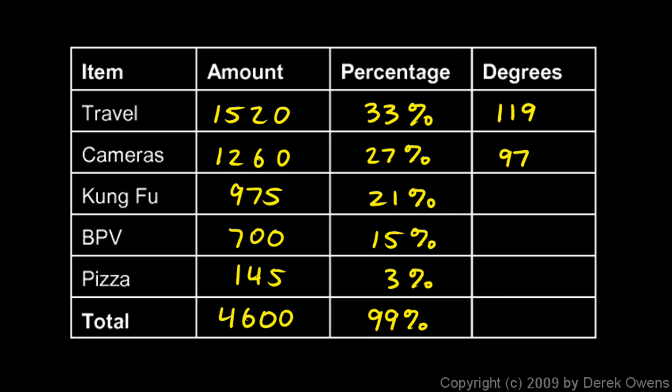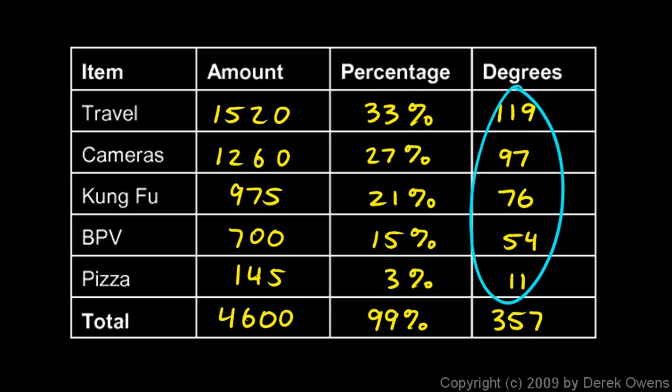And then the other ones, I'll give you the answers here. 21% of 360 degrees is 76 degrees, 15% of a full circle comes out to 54 degrees, and 3% of a full circle comes out to 11 degrees. 11 degrees is the angle for this last category, the pizza. If we add those up, they should add up to 360. And they come pretty close. They add up to 357. They don't total 360, and again, that's because of rounding error. And that's okay.